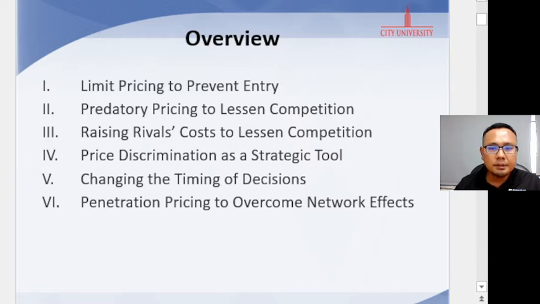You can see about six actions that we will discuss in the chapter. Limit pricing to prevent entry, predatory pricing to lessen competition, raising rivals' costs to lessen competition, price discrimination as a strategic tool, changing the timing of decisions, and penetration pricing to overcome network effects.